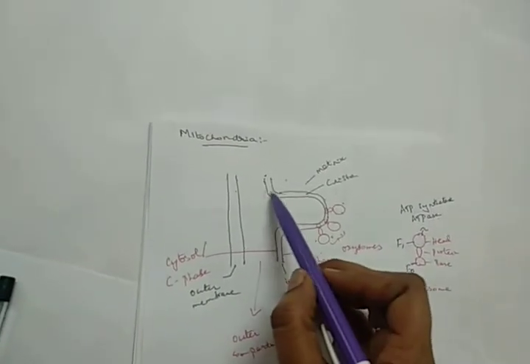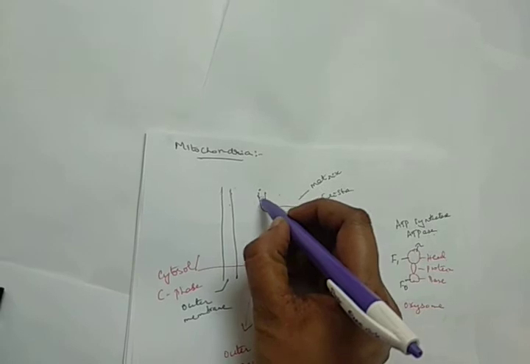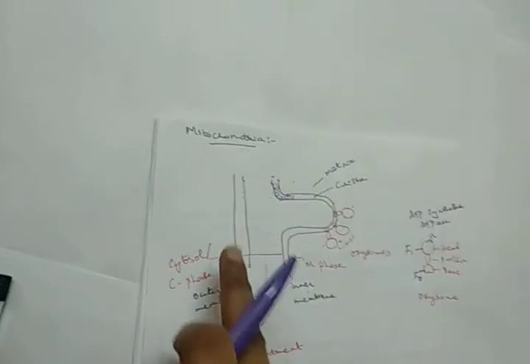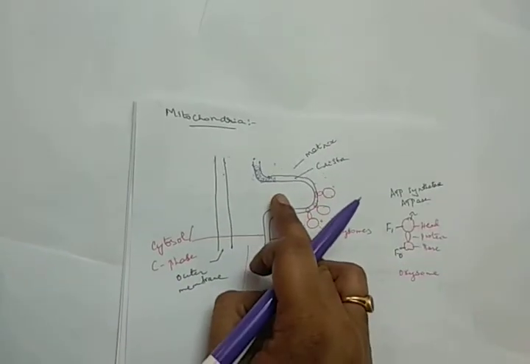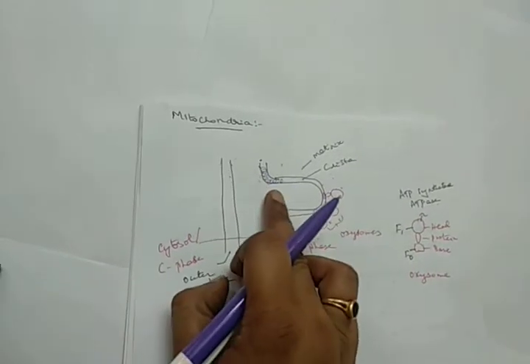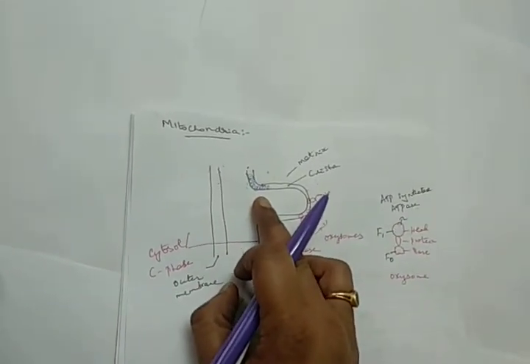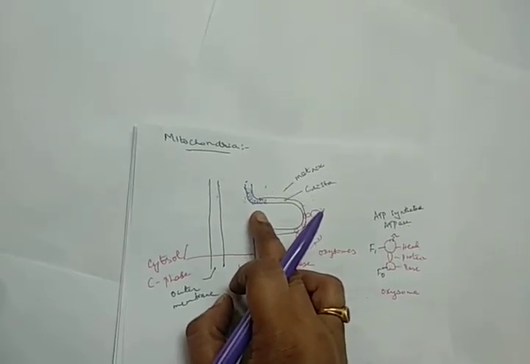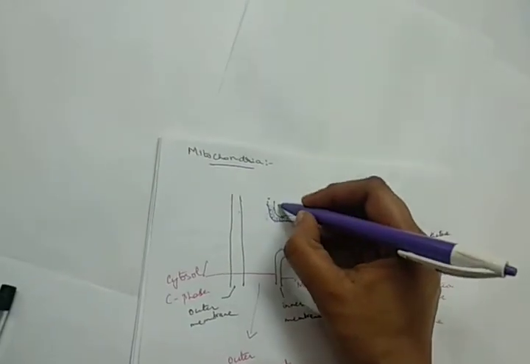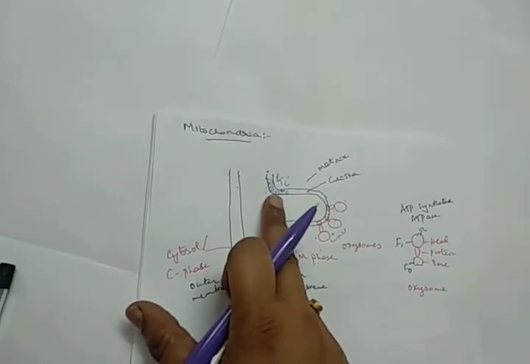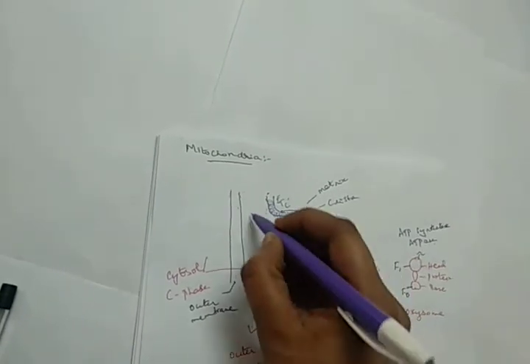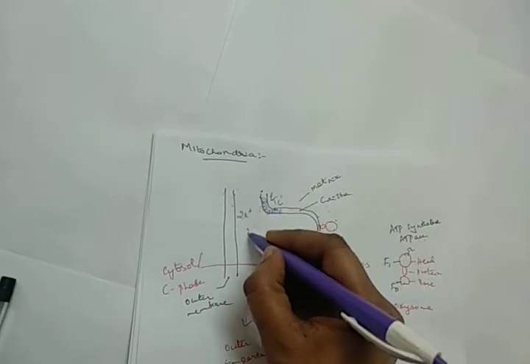In between these two layers, more proteins are present. When we saw the structure, we said that the outer layer has less protein and the inner layer has more protein. And these proteins are the ones which are going to have high energy, and they are going to act as the electron transport chain. This electron transport chain is going to release certain protons.